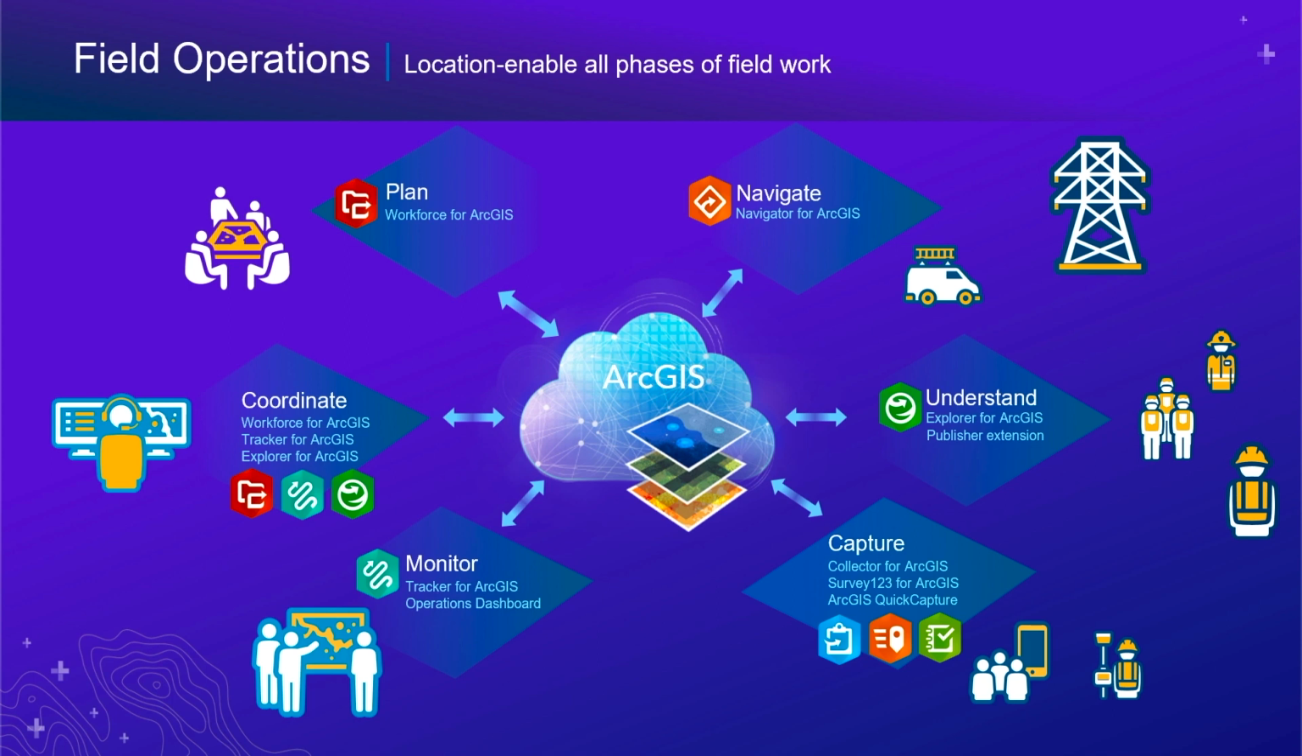So you can keep track of everything that's going on in your field using those Tracker for ArcGIS and Operations Dashboard apps. And then moving into that coordinate phase, that's using a combination of Workforce to dispatch new work to your field workers that are downrange, using Tracker to see which workers are in the right area that you might want to assign work to, and then Explorer on the mobile worker side, being able to see real-time developing situations while they're in the field through those dynamic maps that they can see on their device. So that's an overview of our field operations suite.